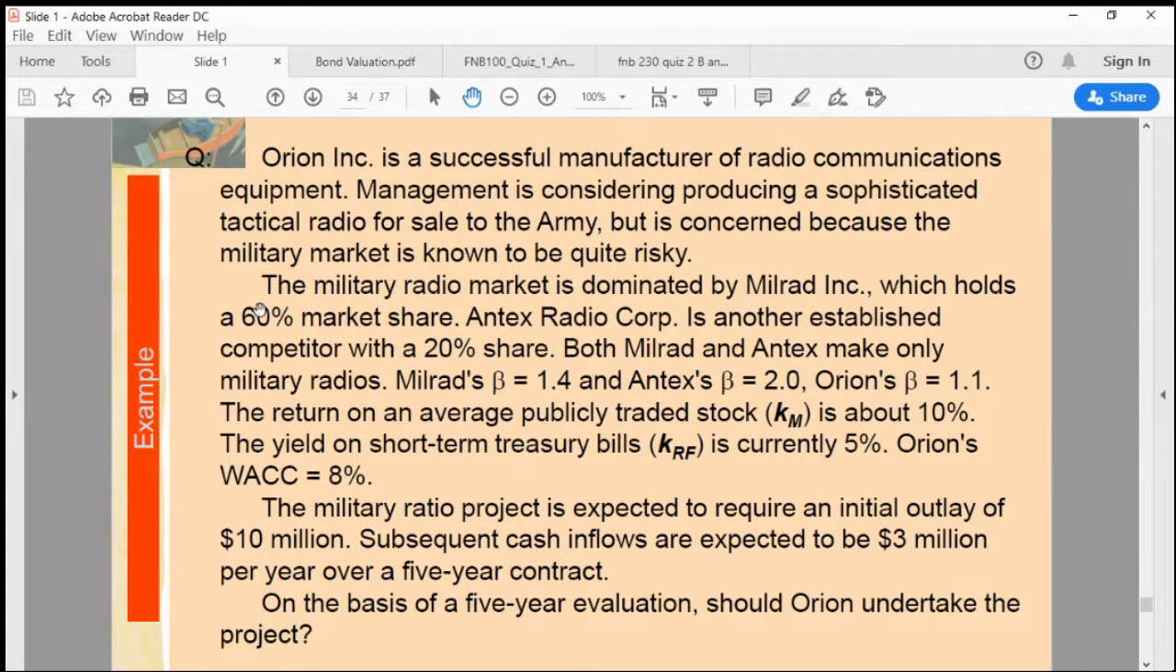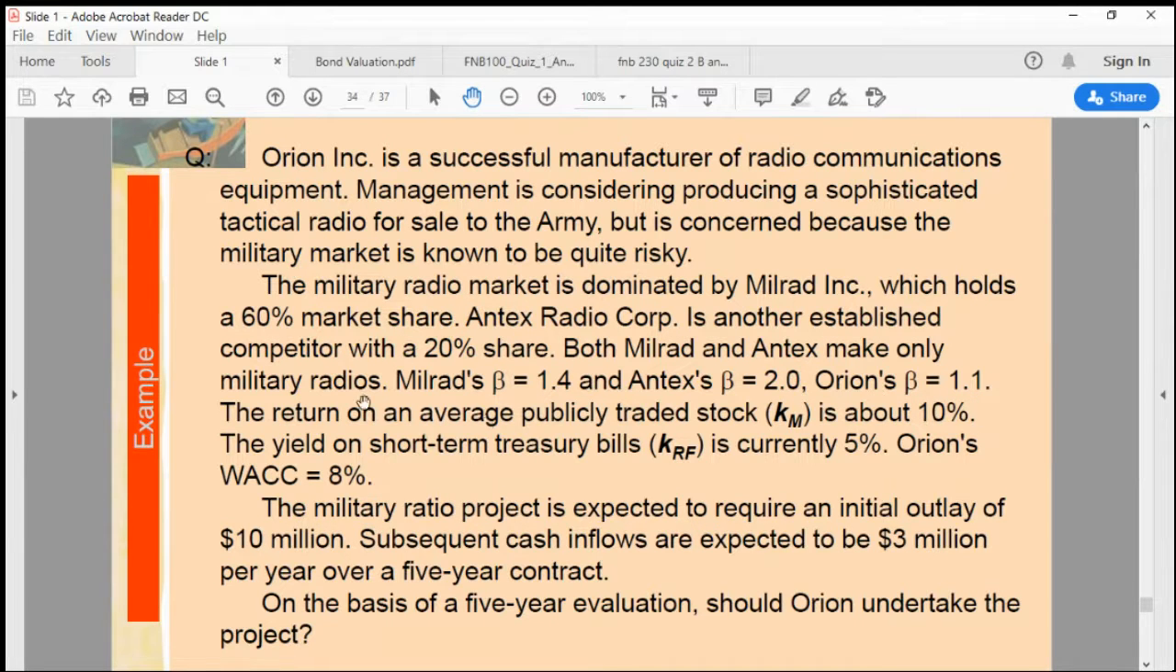Okay, so these two companies are major competitors in the military radio market. And of course the other 20% is made up by the other smaller competitors. Both Milrad and Antex make only military radios. Milrad's beta is 1.4, and Antex's beta is 2. Orion's beta is 1.1.